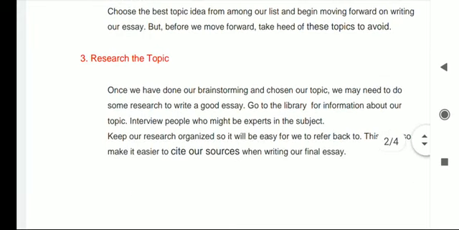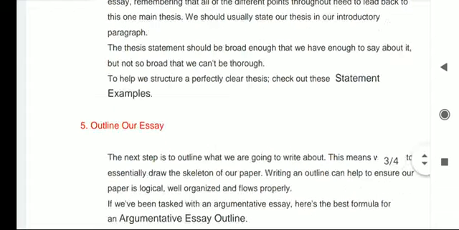Now, research the topic. Third point. Once we have done our brainstorming and chosen our topic, we may need to do some research to write a good essay. Go to the library for information about our topic. Interview people who might be experts in the subject. Keep our research organized so it will be easy for us to refer back. This will also make it easier to cite our sources when writing our final essay.